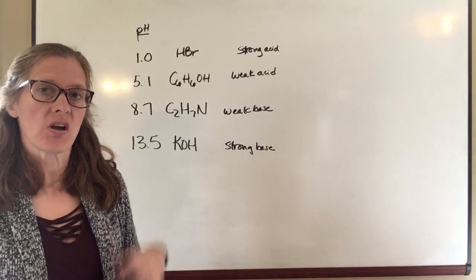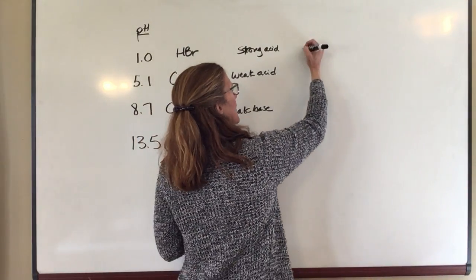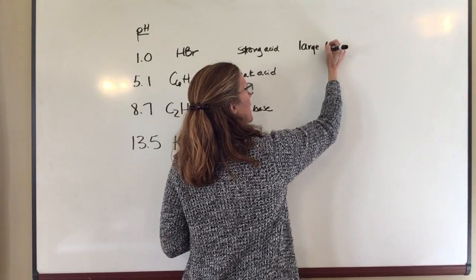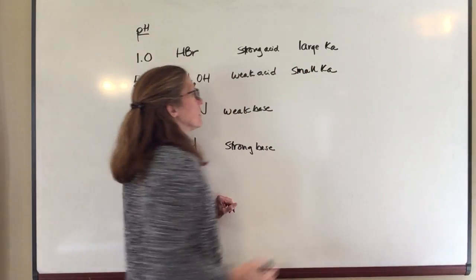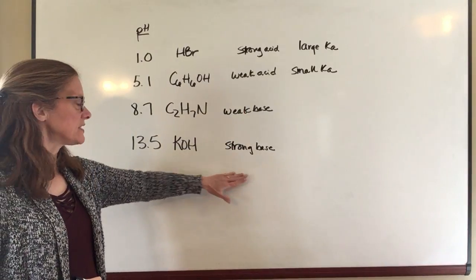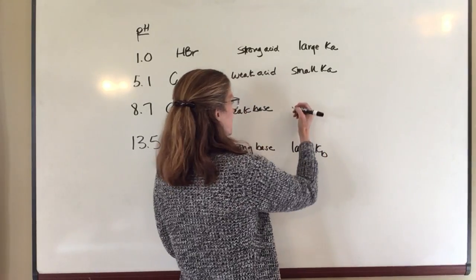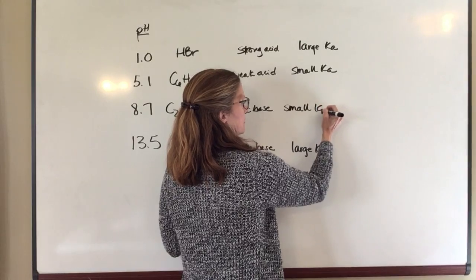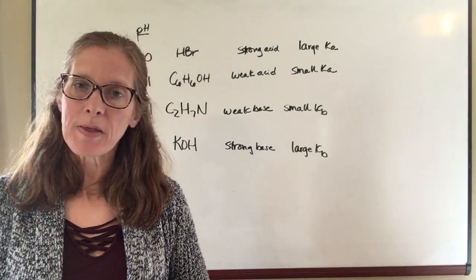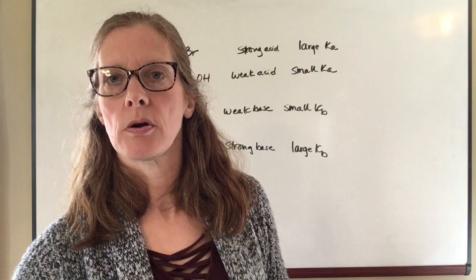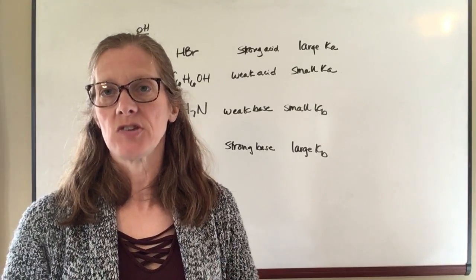So how does that relate to their Ka or their Kb? The stronger the acid, the larger the Ka. If I had Kas to compare, this would have a large Ka, and in relation to this one, this would be a small Ka. Same thing is true on this end. The stronger the base, the larger the Kb, and the weaker the base, the smaller the Kb. That is how you can tell the difference just by looking at ionization constants. You can determine whether an acid or a base is weak or strong depending on that constant, and you can relate that to where it's going to fall on the pH scale as well.